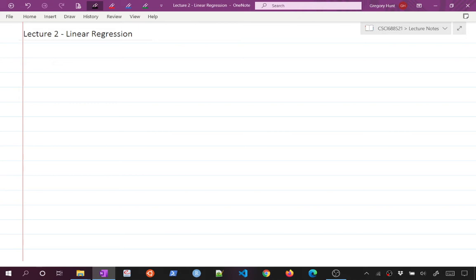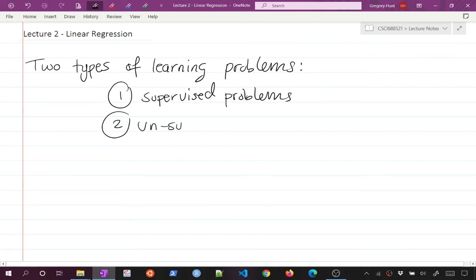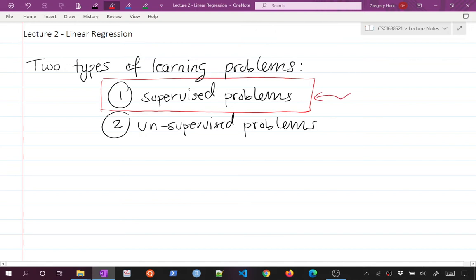The first thing we want to do is talk about learning problems. So broadly, there are two types of learning problems. One, supervised problems, and two, unsupervised problems. We're going to talk about both of these over the course of this course, and we're going to first start by talking about supervised problems. So this is going to take up roughly the first half of the course. And sometime around after the midterm, we'll start talking about unsupervised approaches.